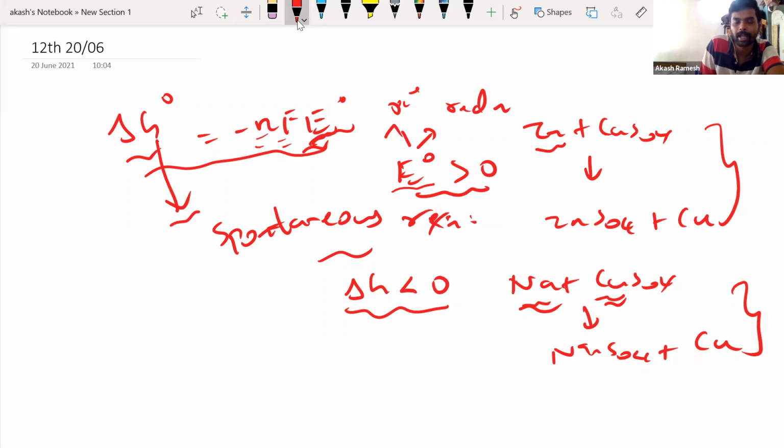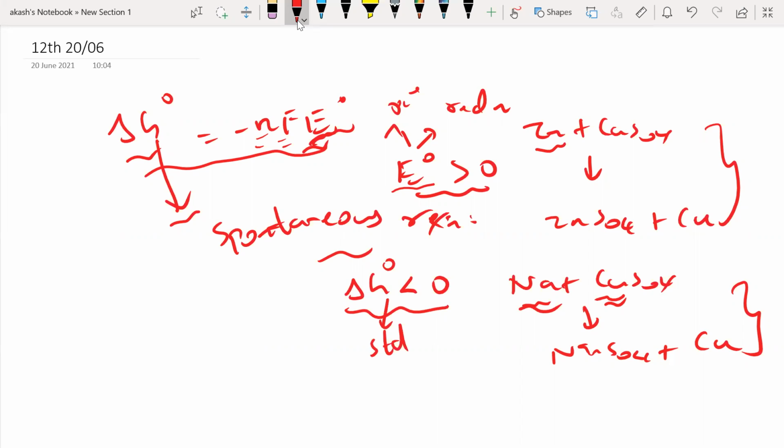Correct. Zinc. Sir, should delta G be lesser than 0 or delta G naught? Anything, delta G naught or delta G is fine. I'll tell you the difference. Delta G naught is basically standard free energy. Delta G, if I write it, is non-standard. Only the conditions will vary, nothing else.